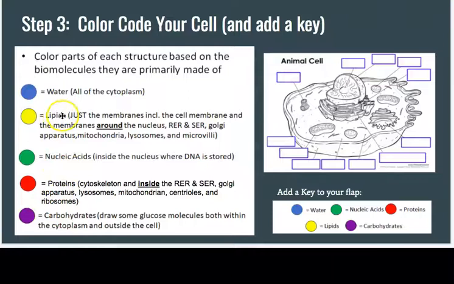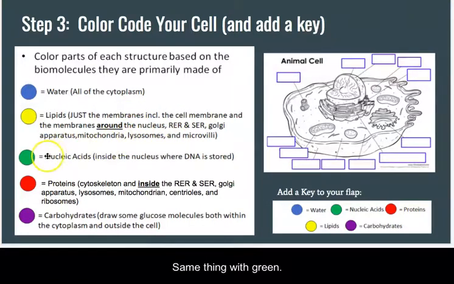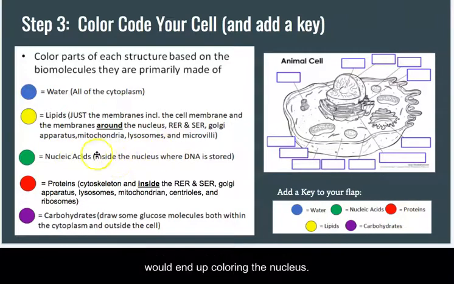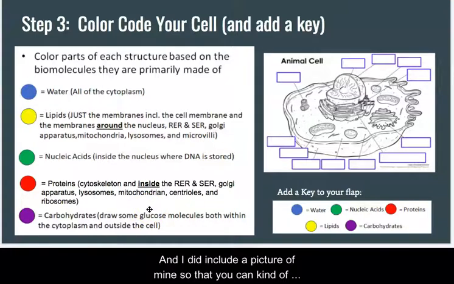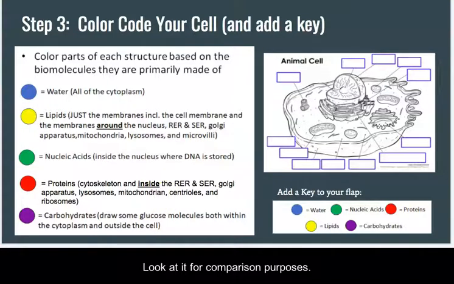So lipids are found in cell membranes. And so there are tons and tons of membranes in cells. So it specifically tells you where in the cell to actually color it yellow. Same thing with green, where our DNA is stored, which is the nucleus. So you would end up coloring the nucleus green. Proteins, and then carbohydrates. So once you have a cell that is labeled, you're going to color code it. And I did include a picture of mine so that you can kind of see what that looks like in a later slide if you want to look at it for comparison purposes.